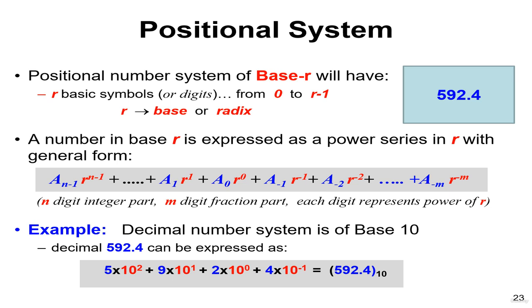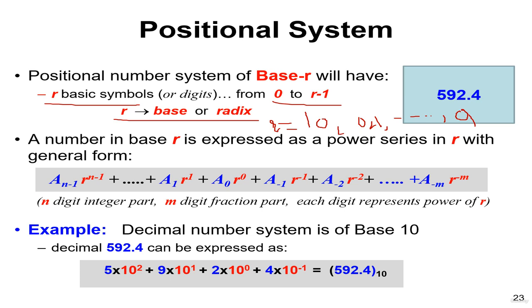Each number system is indicated by a number called base or radix, and it is denoted by R. A positional number system of base R will have R basic symbols starting from 0 and going till R minus 1. For example, if we consider the decimal number system, the base is 10, R is equal to 10, right? And there are 10 symbols starting from 0, then we have 1 and it goes till 9.